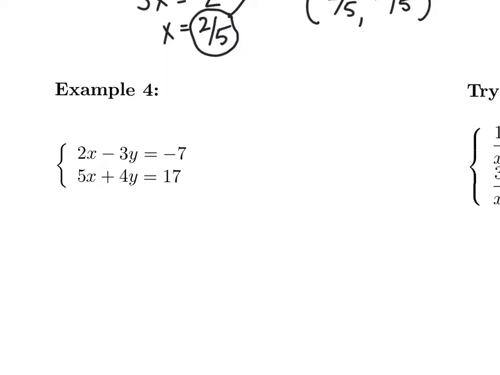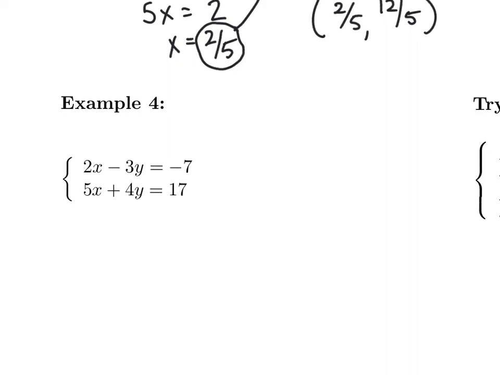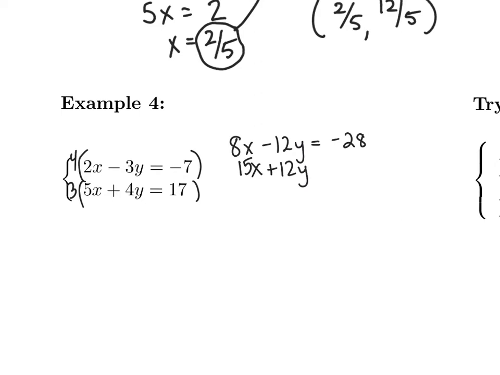So I'm going to try to eliminate the y's, and I'm going to change them into a negative 12 and a positive 12. So I'm going to multiply the top one by 4 and the bottom one by 3. So I'll have 8x minus 12y equals negative 28, and 15x plus 12y equals, what's 3 times 17? Gives us 51.